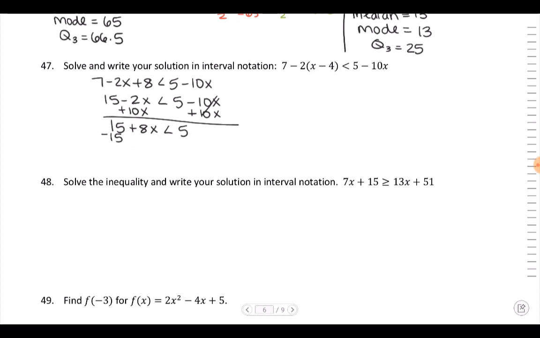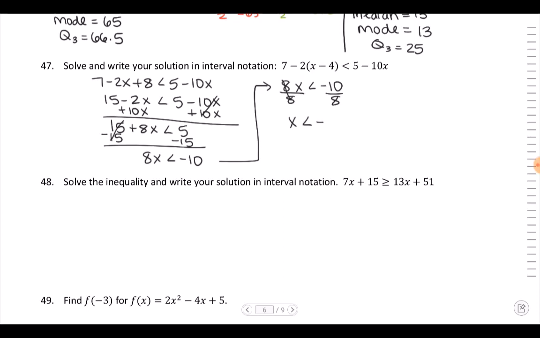I'll subtract my 15 over. And this leaves me with 8x is less than, what is that, negative 10. So 8x less than negative 10. Now I need to divide both sides by 8. The only time that you have to worry about flipping your inequality is if you divide by a negative number. In this case, I'm dividing by a positive number, which leaves me with x is less than negative, let's reduce that, 5/4. Okay, and so I have less than negative 5/4.